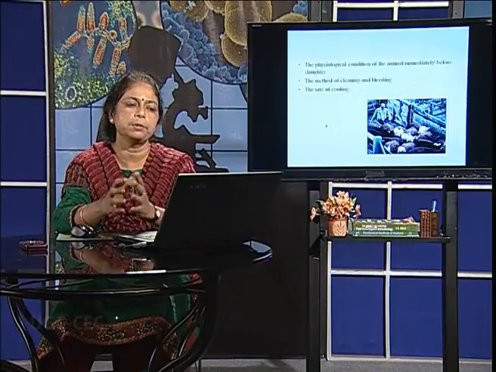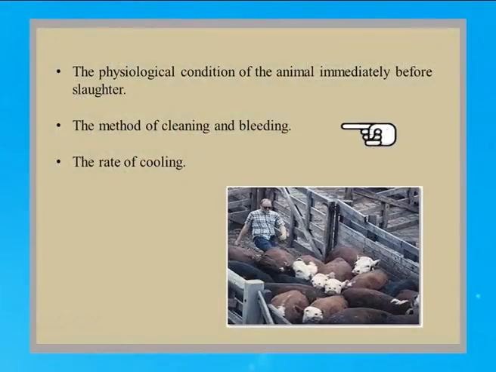The third most important factor is the method of cleaning and bleeding. After the slaughter, we have to clean the meat, or the animal has been bled so that you get different types of meats. This method of bleeding and the method of cleaning is very important, and whether the slaughterhouses are doing it in a proper way or not.